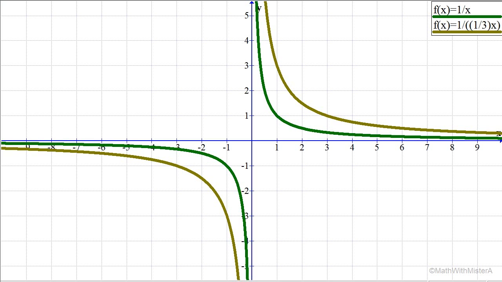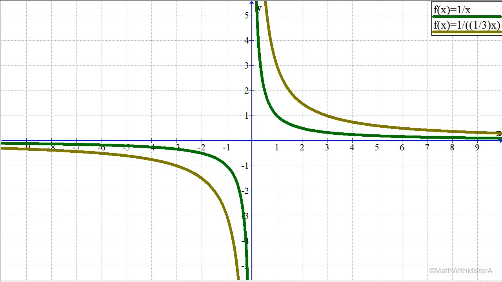But the opposite happens with the horizontal changes, these transformations that are applied directly to the variable inside the function. We saw adding 2 made it shift to the left. Subtracting 3 made it shift to the right. And here we see something similar with the opposites. When we multiply the variable by a third, we're actually stretching it out horizontally by a factor of 3. Let's see a few more quick ones.